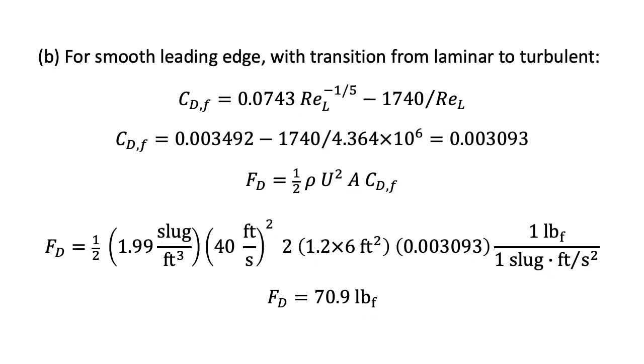For part B, for a smooth leading edge, we repeat the calculation using a correlation that corresponds to a flow that starts as laminar and then transitions to turbulent at a Reynolds number of 500,000. Note that the first term on the right is the same as from part A for turbulent flow, and that we subtract the second term, which accounts for the laminar flow over the first 10% of the hydrofoil. Based on these calculations, we see that the drag drops by about 19% to 71 pounds force.